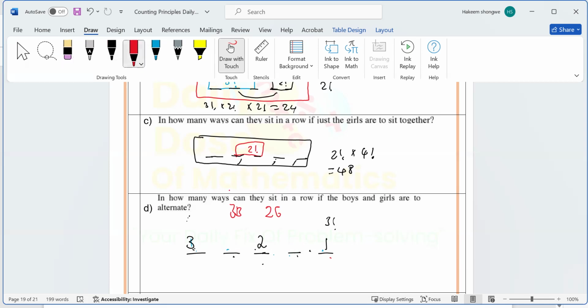Girls, all in all, I start with 2 girls. So all 2 of them can occupy this position. If I use 1 girl here, I'm going to be left with 1 here. Then it's going to be 2 multiplied by 1, which is 2 factorial. And then all in all, we get, you said we get what? We get 12. Does it make sense now? Yes, it does.